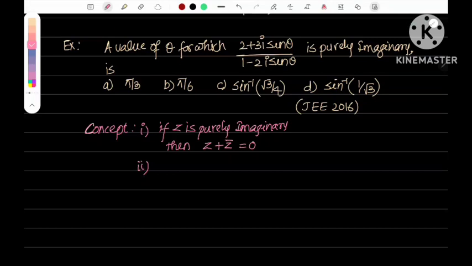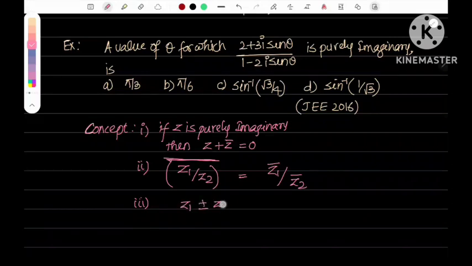Second property is (Z1 by Z2) the whole bar is equal to Z1 bar by Z2 bar. And third property, (Z1 plus or minus Z2) the whole bar is equal to Z1 bar plus or minus Z2 bar. These three properties we will use.